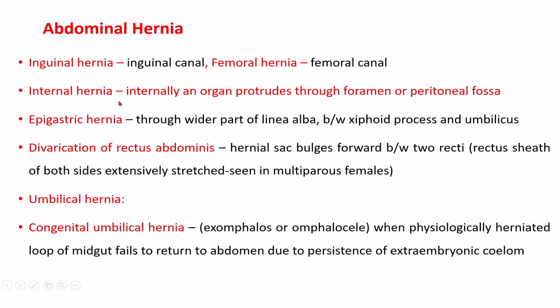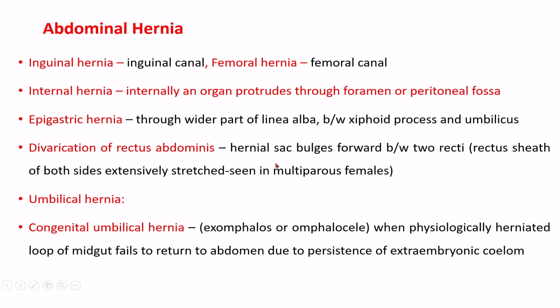So now internal hernia: internally an organ protrudes through a foramen or peritoneal fossa. Such a condition is called an internal hernia. Epigastric hernia is through the wider part of the linea alba between the xiphoid process and umbilicus. Hernia is basically defined as the protrusion of the contents through the walls which contain them. So epigastric hernia is the hernia occurring in the epigastric region, through the wider part of the linea alba between the xiphoid process and umbilicus.